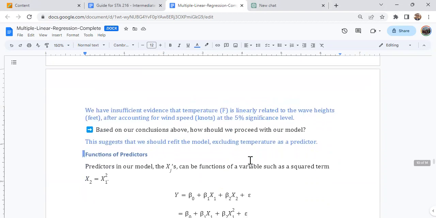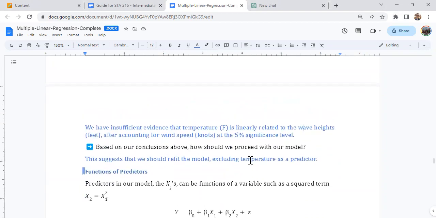Which honestly is quite a strict constraint on the relationship, right? Lots of things in real life are non-linear.